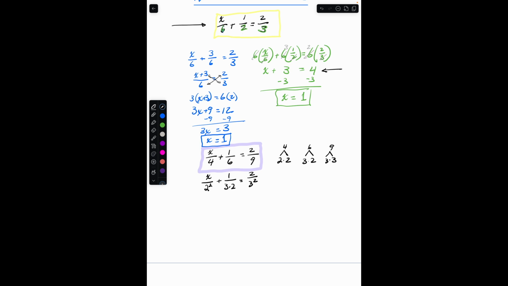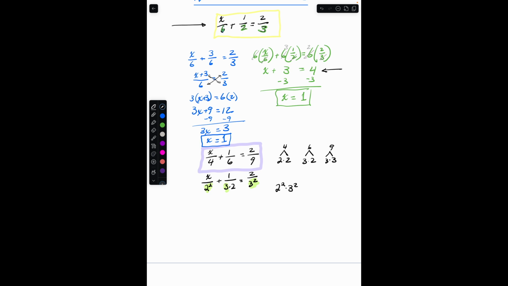Well, I can now see that my magic common denominator that's going to clear my fractions needs to have a 2 in it, and it needs to have a 3 in it, because I see 2's and 3's in the denominator. I also need to make sure that I use the largest power of each factor that I see. So the largest factor of 2 I see is 2 to the second power. The largest factor of 3 I see is 3 to the second power. So my magic common denominator is going to be 2 squared times 3 squared.